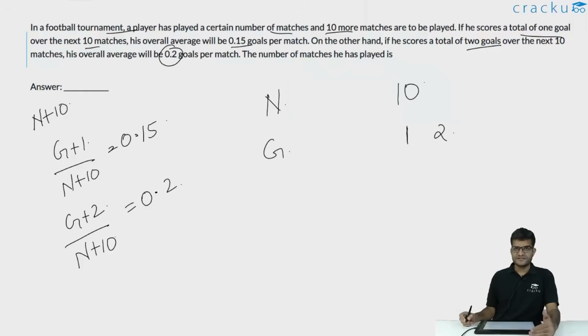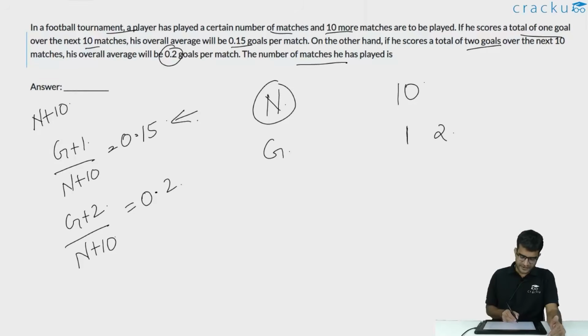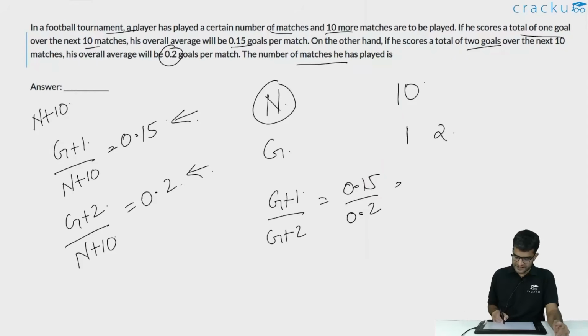So we have two equations and two unknowns, g and n. We are required to calculate the number of matches he has played, that is, we are required to calculate the value of n. If you divide the first equation by the second equation, the denominator n plus 10 gets cancelled. So the left hand side becomes equal to g plus 1 divided by g plus 2. This is equal to 0.15 divided by 0.2, which is equal to 3 by 4.